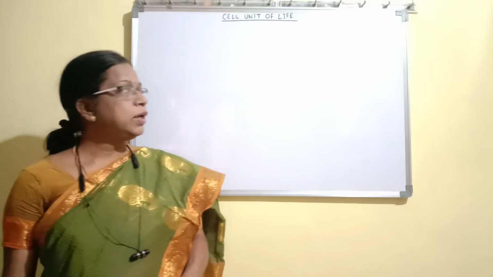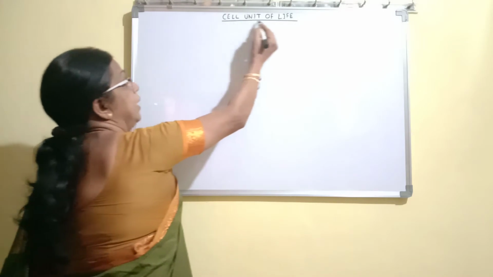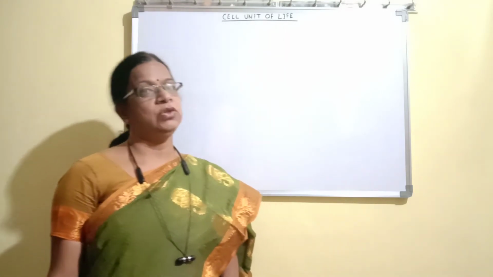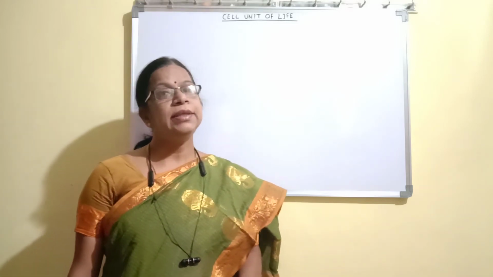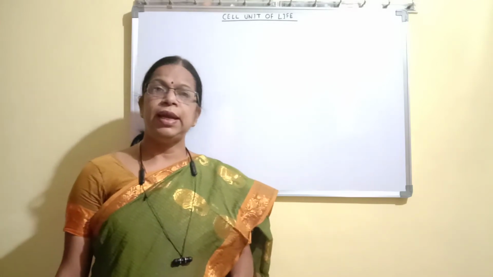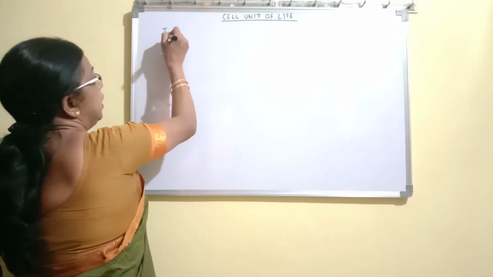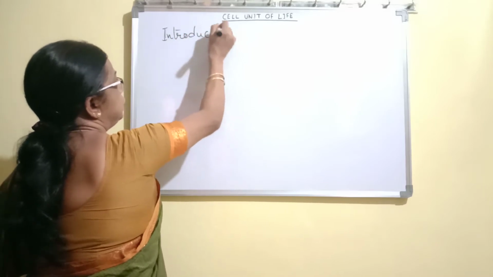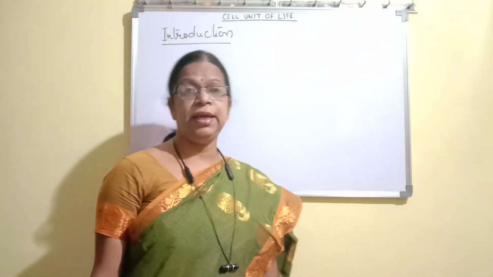So let us come back to our topic. We will start with the topic, cell unit of life. In this particular unit, we have three chapters actually. First is cell unit of life, second is biomolecules, and the third is cell division. First we will start with cell unit of life. Here first we will do the introduction. In the introduction part, first, what is a cell?